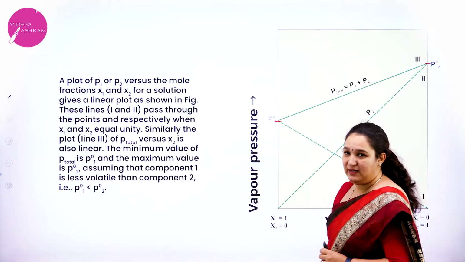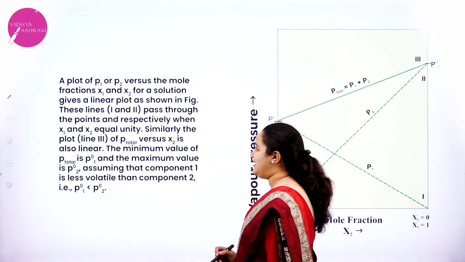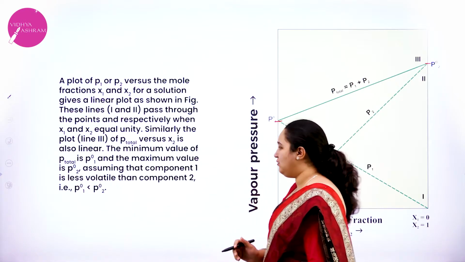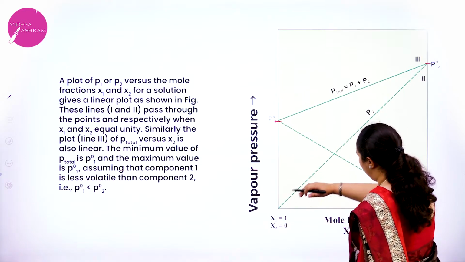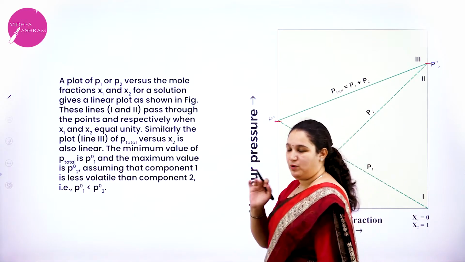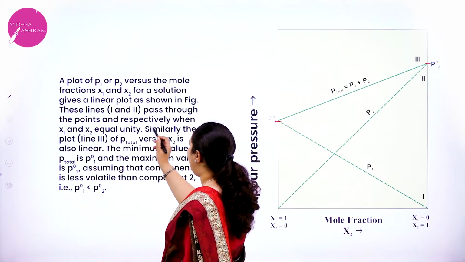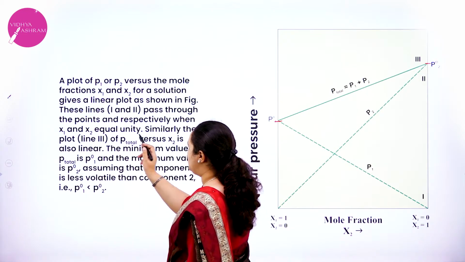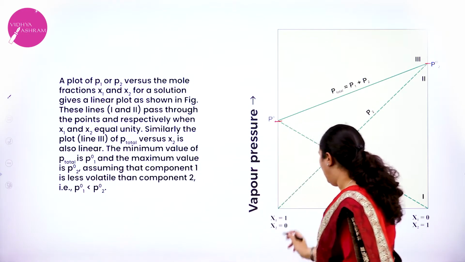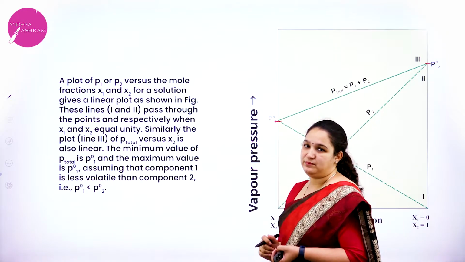So I will read this for you. A plot of P1 and P2 versus the mole fraction x1 and x2 for a solution gives a linear plot, as we have shown. It is a linear plot, that is, as we increase the mole fraction, the partial pressure also goes on increasing. These lines 1 and 2 pass through the points P1 naught and P2 naught respectively, when x1 and x2 equal unity. We can take it as 0 to 1 alone because x1 plus x2 is equal to 1.